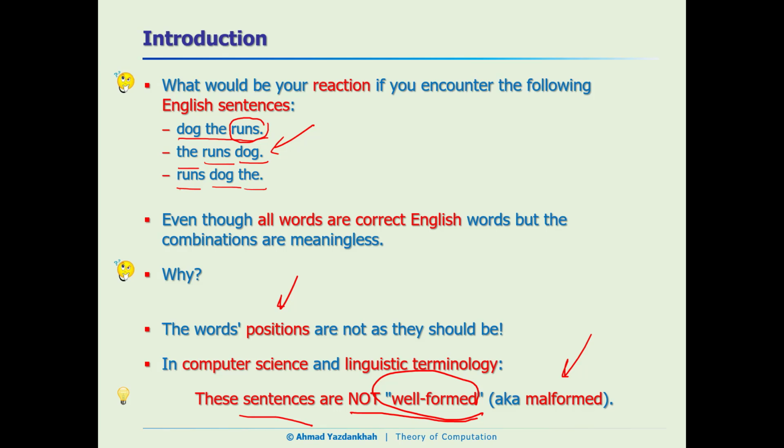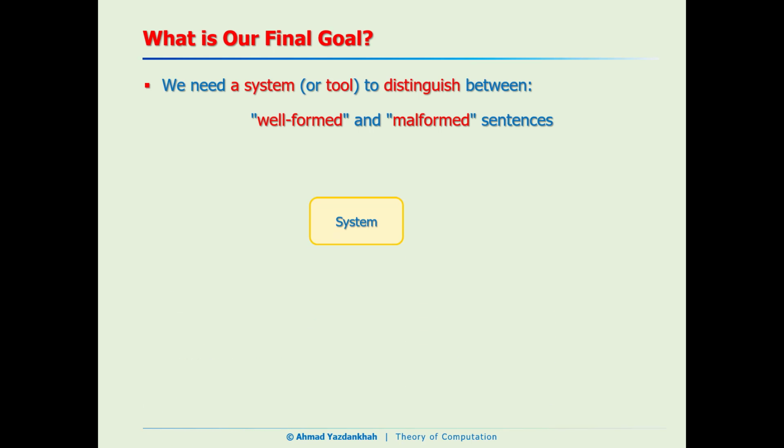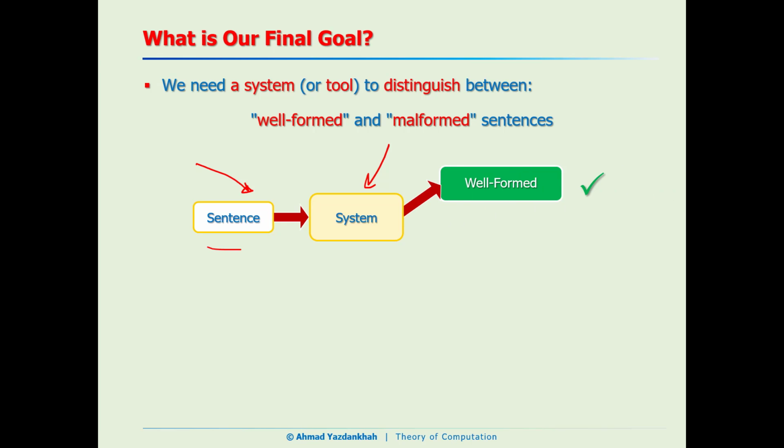Okay, so what is our goal here? What are we looking for? Let me start from the end. What is our ultimate goal? Let me first talk about that, and then step by step we will approach this goal. We are looking for a system or a tool or a software, whatever you call it, that we want to input a sentence, and this system is going to tell us whether this sentence is well formed or malformed.